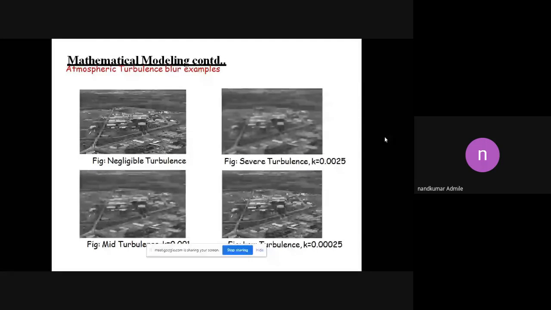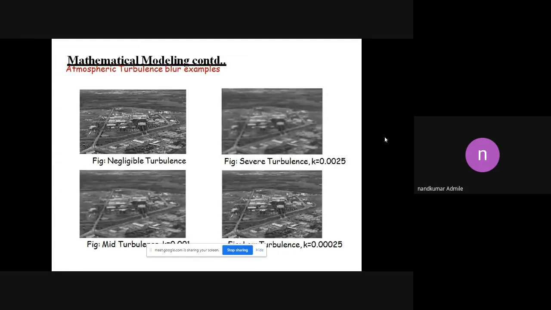Okay, so here we can take the example of various turbulence. When we change the turbulence parameter, it is defined in terms of noise. So when we change the value, the quality of the image can also change. Observe these four figures.